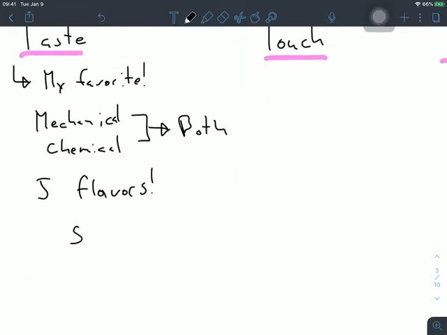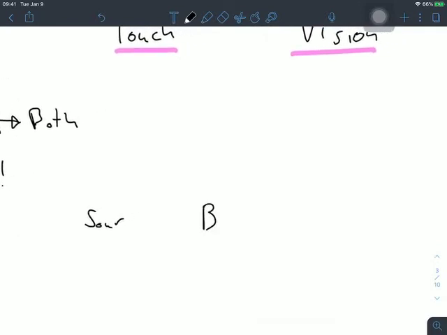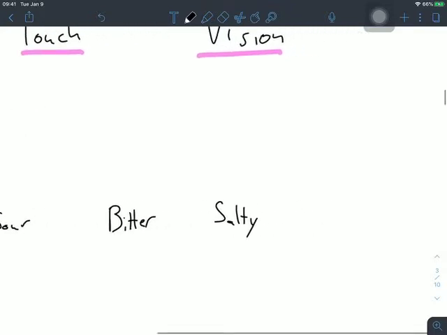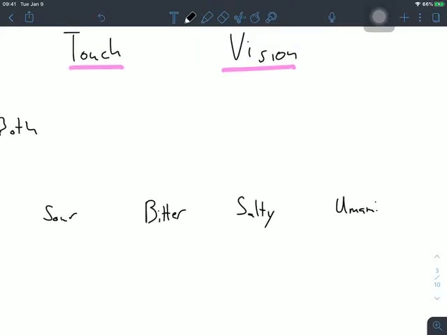Those are sweet, sour, bitter, love bitter, salty, and umami, or the earthy flavor, savory flavors. The best illustration of an umami flavor occurs when you put salt on a tomato.